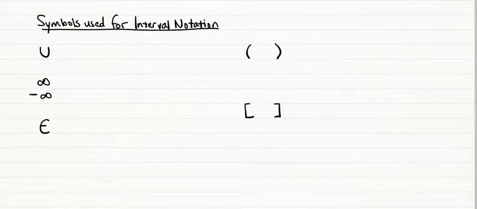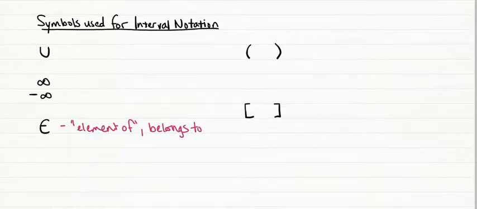Let's start with this. This E shows up again. It still means element of or belongs to. This is a symbol that's used in both interval notation and set notation. So we can say something like X is an element of the set of real numbers, or in other words, X belongs to or is a real number. We've got our infinity symbols here. So infinity, and we can put a negative sign in front of it to indicate negative infinity.